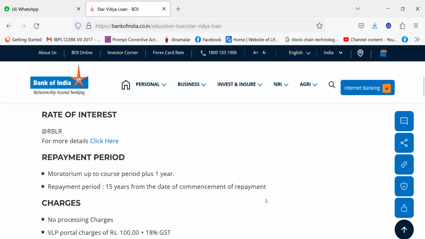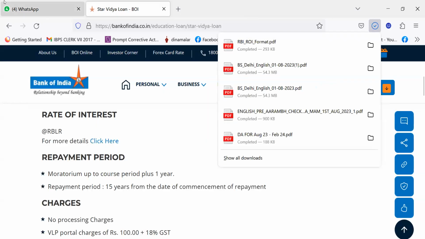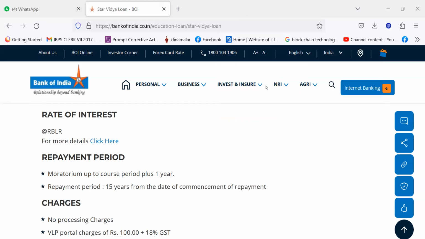Rate of interest: RBLR based on bank lending rate. Click here. Oh, yeah, we have to see this. RBLR, retail loans, interest rate, processing charges. RBLR is 9.25% from 1st August 2023, from today. Bank of India yearly MCLR is 8.70.